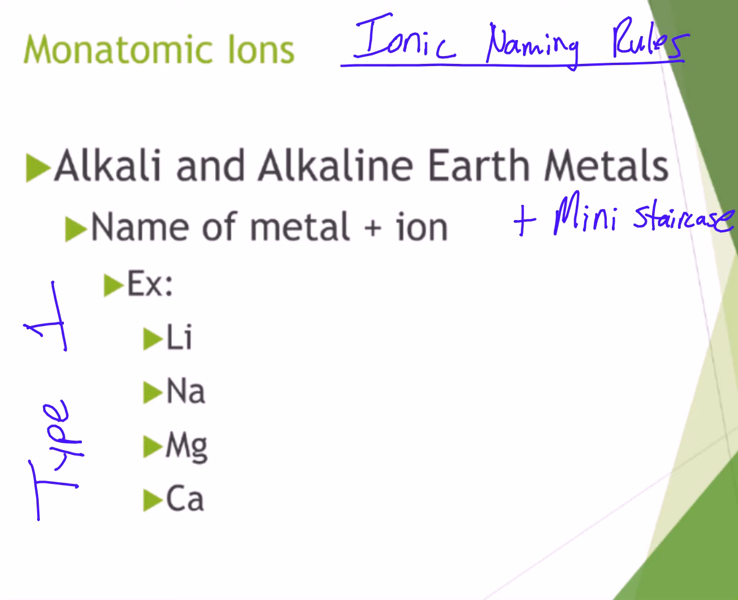Our rule for these elements is we take the name of the metal and we put ion after it. Everything we're dealing with today is not in a compound. These are ions by themselves. So we take the name of the metal and put ion after it. That's how we name these type 1 ions. Here's our example. First one is Li. What is Li? Lithium. So we're going to name it lithium ion.